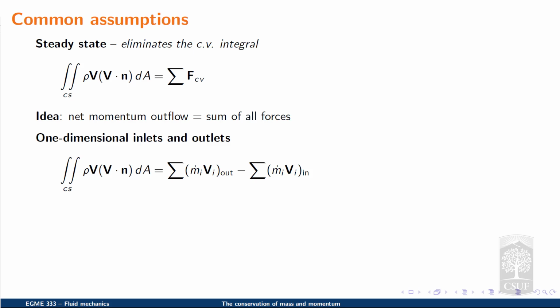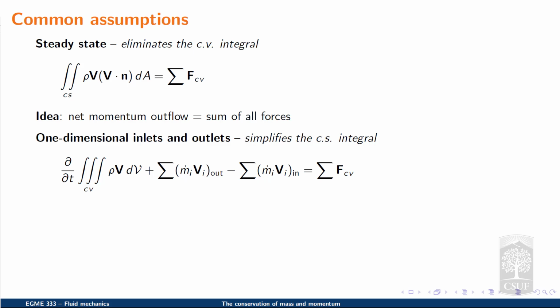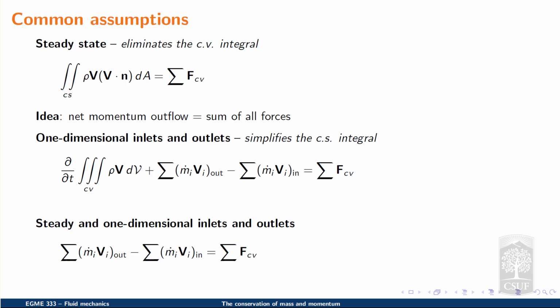Another common assumption that we make is that we assume one-dimensional inlets and outlets. This assumption allows us to simplify the control surface integral by writing it as the summation of all of the net momentum flux coming out minus all of the net momentum flux going in, and ends up modifying the conservation of linear momentum in this fashion. Lastly, we can combine both the steady state and one-dimensional inlets and outlets to simplify both integrals and obtain the following expression for the conservation of linear momentum.